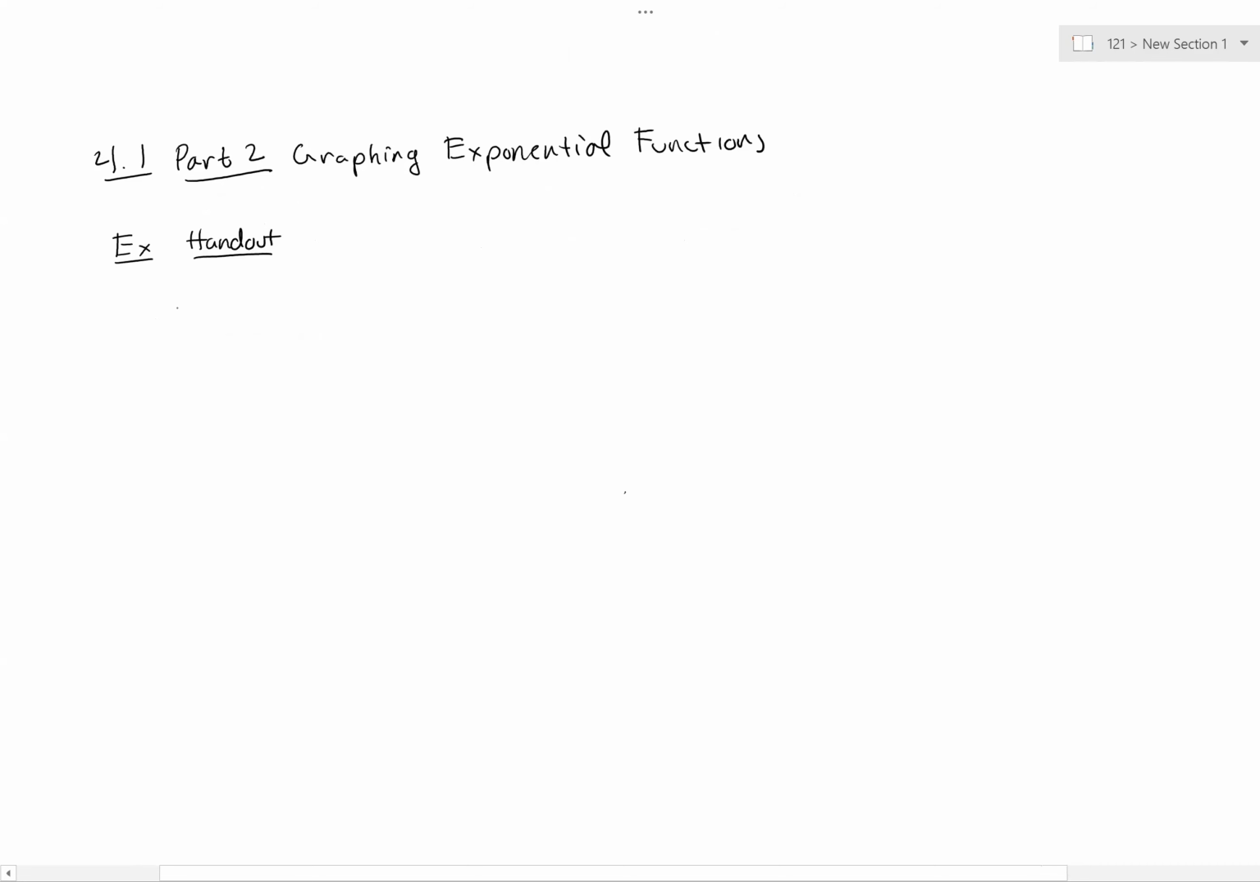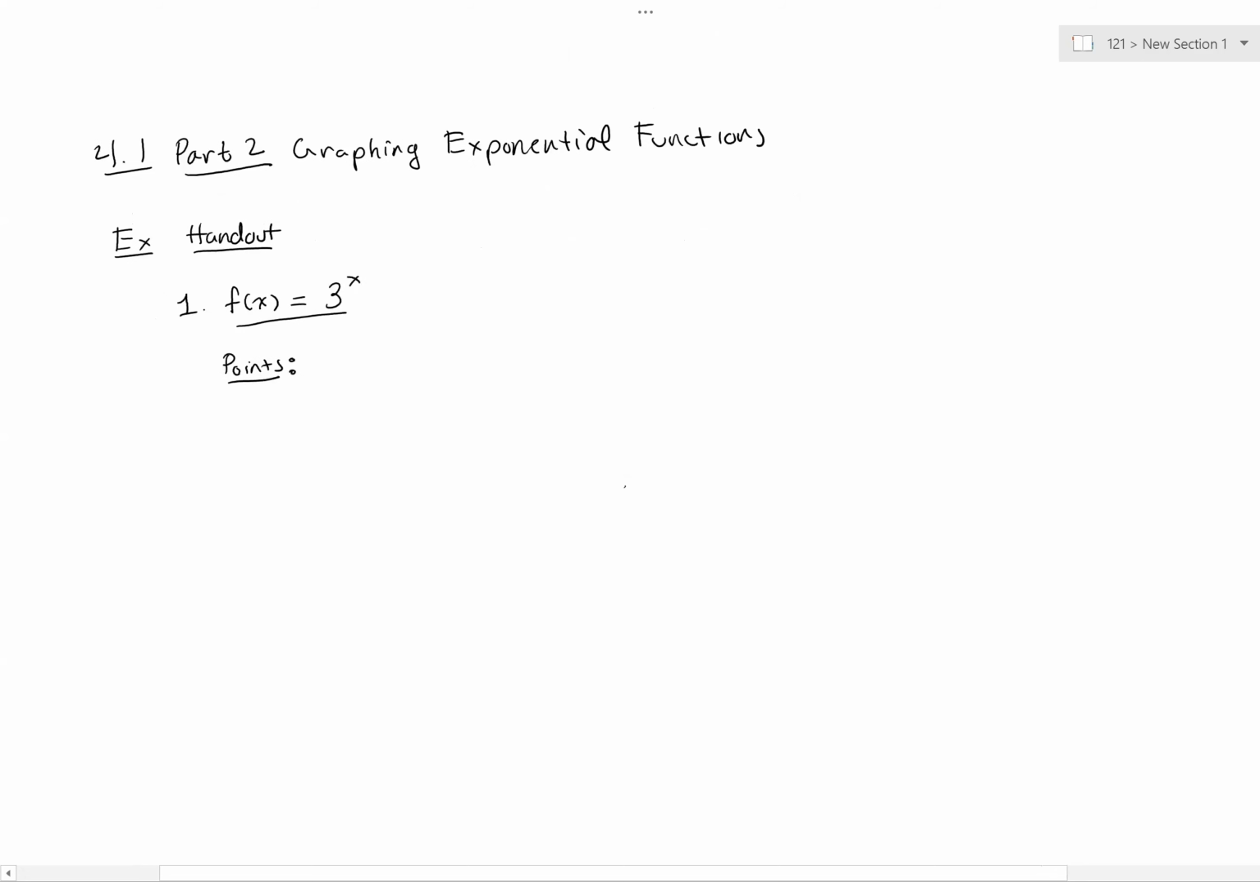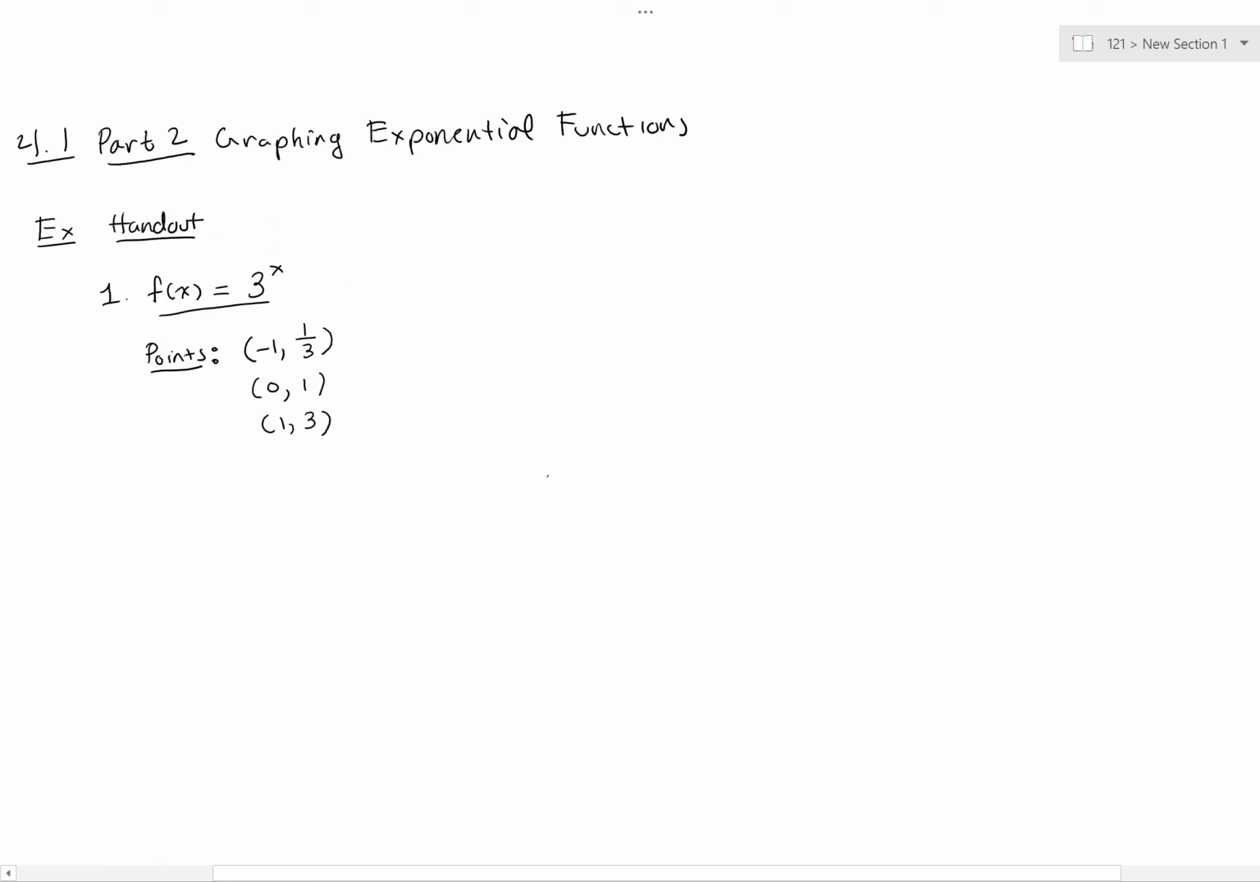So the first one we have here is similar to what we did before. Before we graphed 2 to the x, now we're going to graph 3 to the x. The points we're going to use are going to be -1, the reciprocal of the base. So here the base is 3, so the reciprocal of the base is 1/3. When we plug in 0, we'll get 1. When we plug in 1, we just get the base. So let's plot those points.